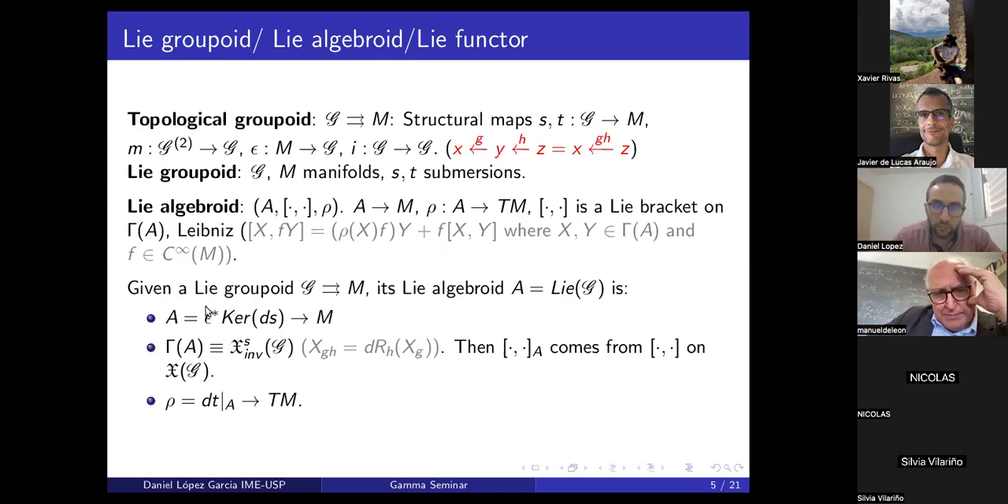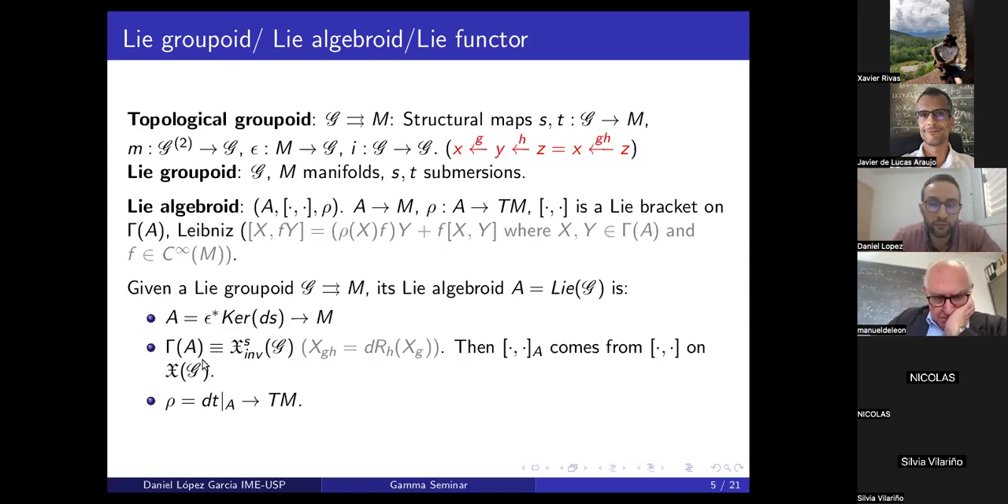In the part of the vector bundle, you will define this vector bundle. For sure, you have the source and target maps. If you take the derivative of the source map, you have a map from the tangent of G to the tangent of M. When you consider the kernel of ds, you obtain a subbundle of TG. But because you have this unit map, you can restrict this bundle to M. And this is the definition of the vector bundle in this case.